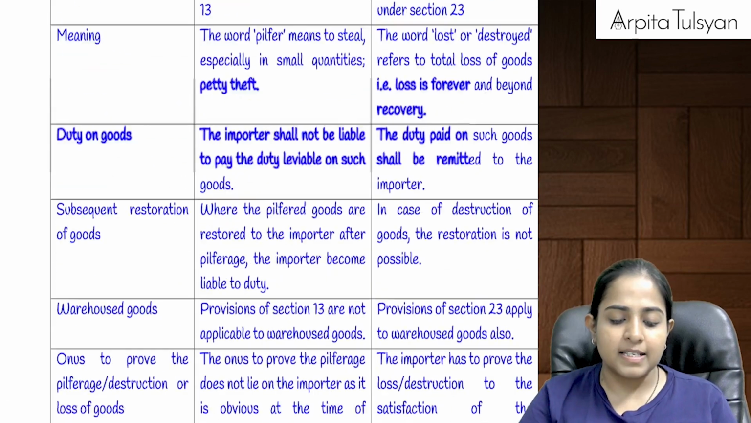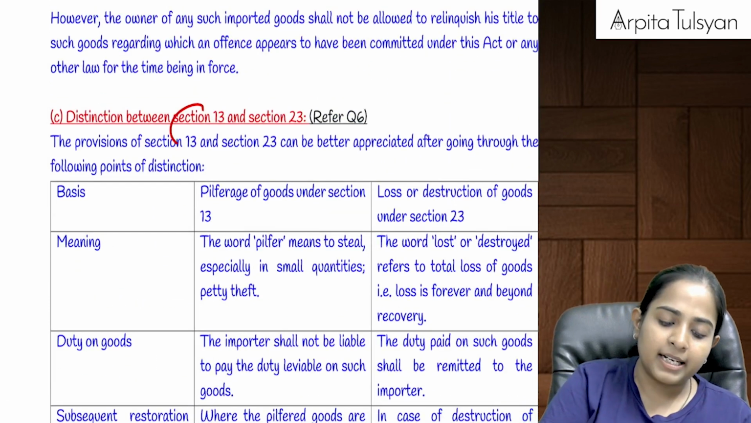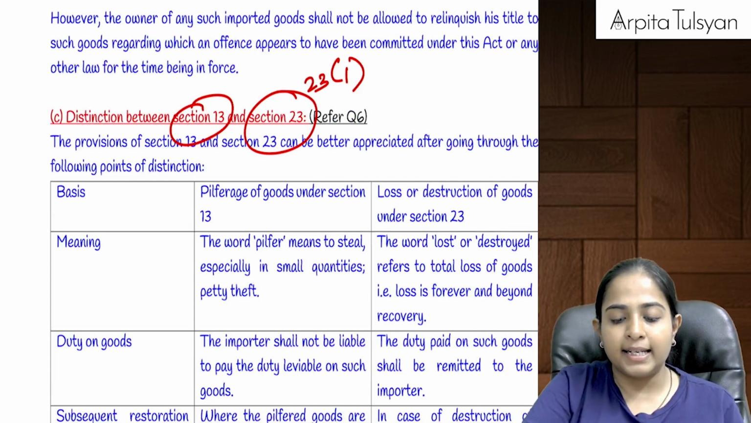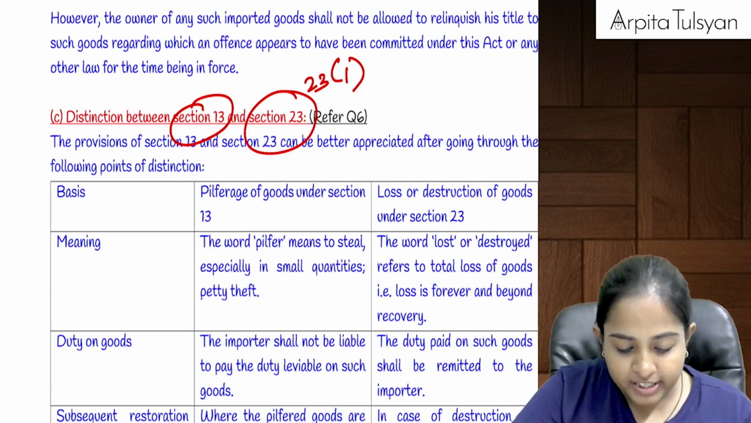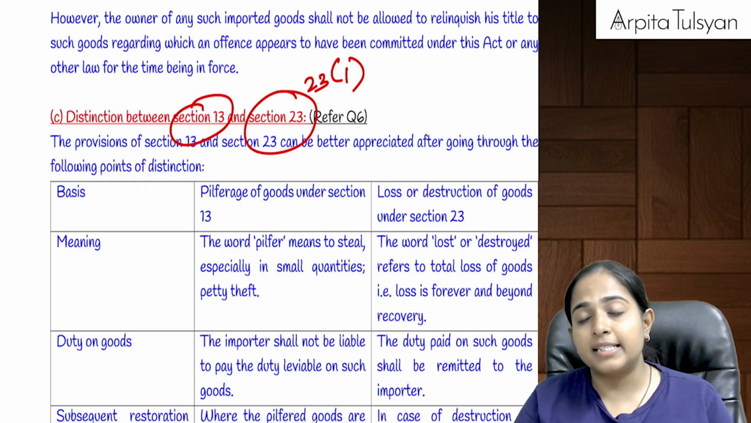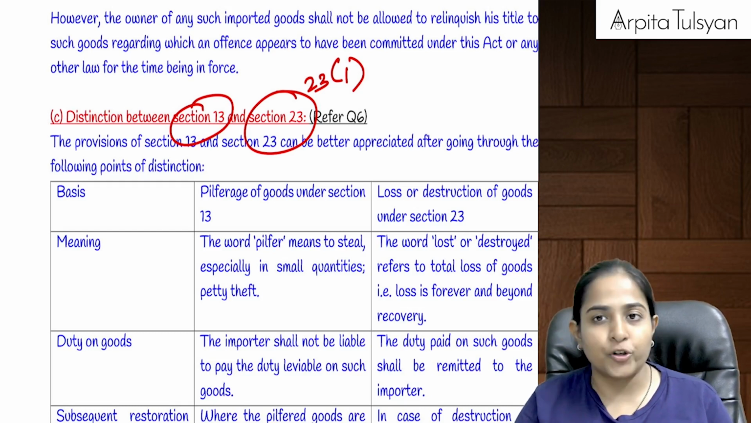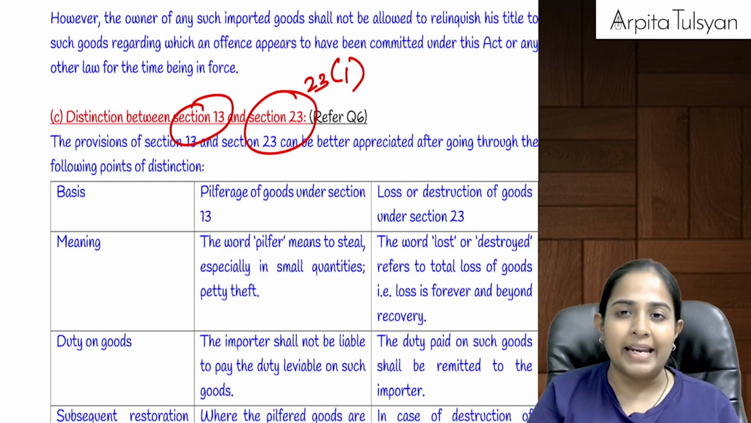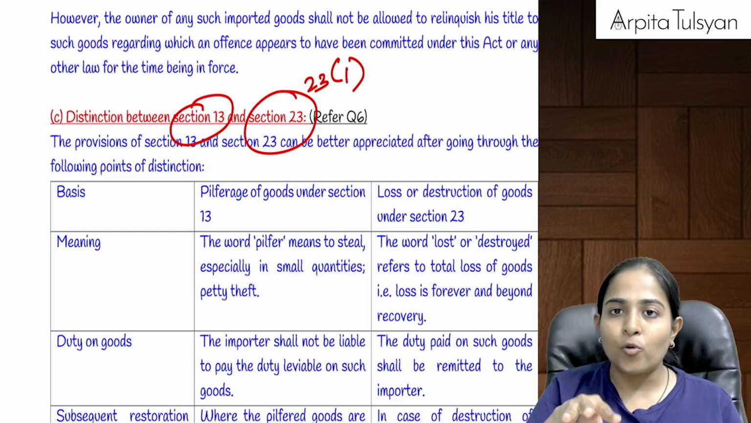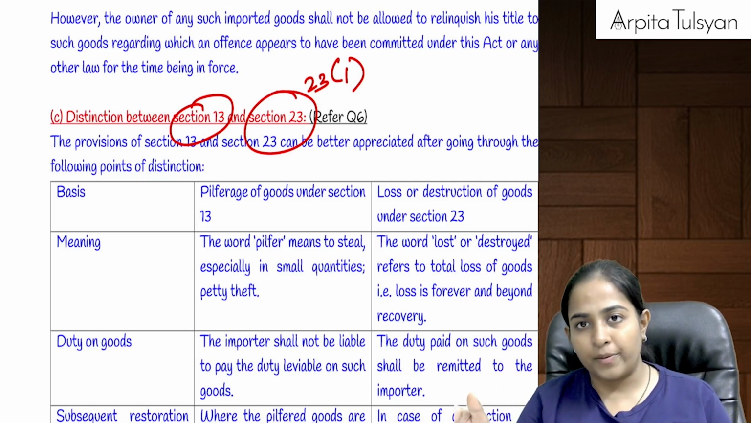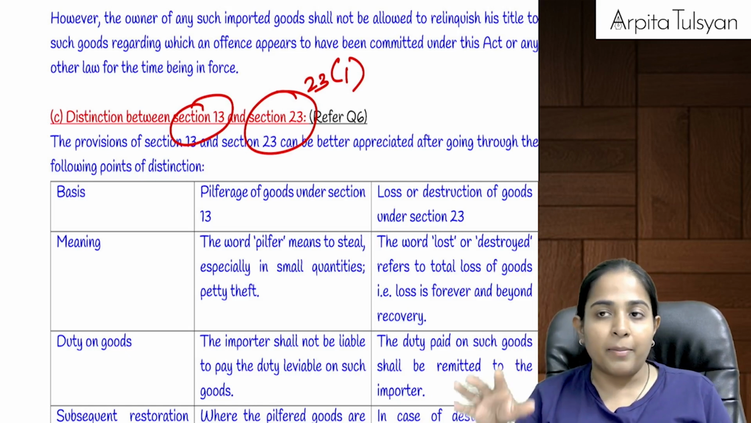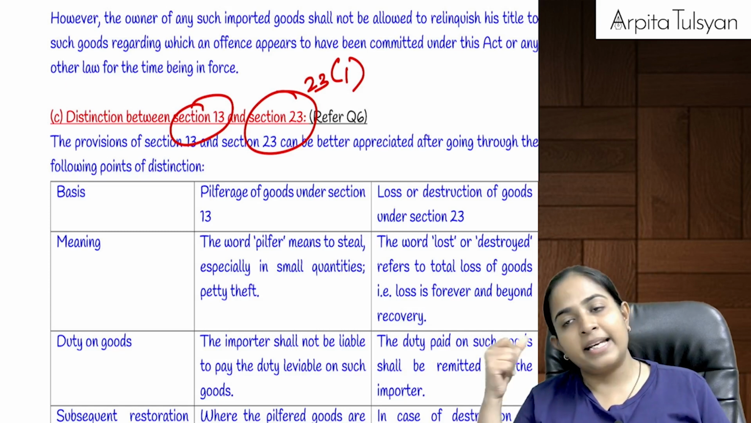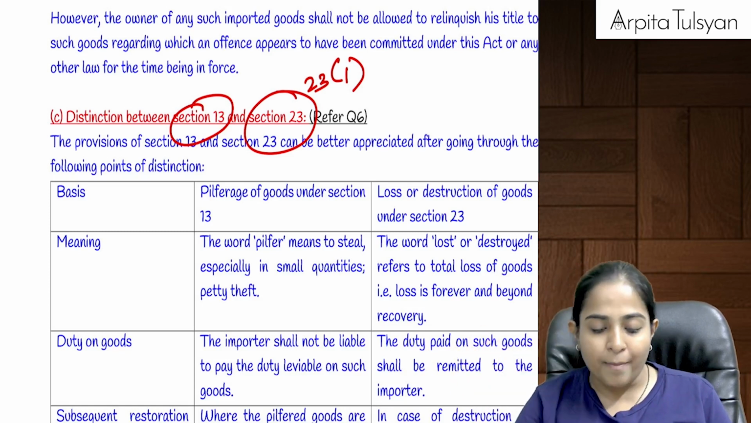Achha, this is a distinction between section number 13 and section number 23(1), which gives a distinction between pilferage and lost or destruction. So some crucial points which I can tell you. First of all, the meaning. Pilferage is in small quantities, lost or destroyed means it's gone. It is non-recoverable. In case of pilferage, at least the goods can be restored back to you. But in case of lost or destroyed, it can never be restored back to you.